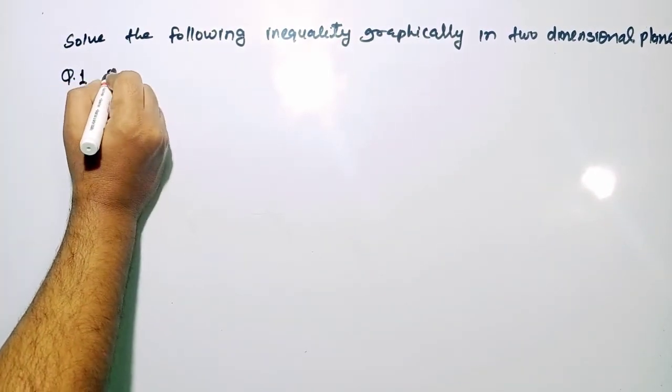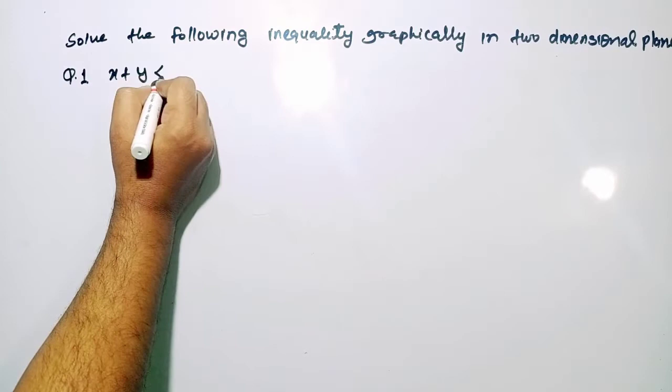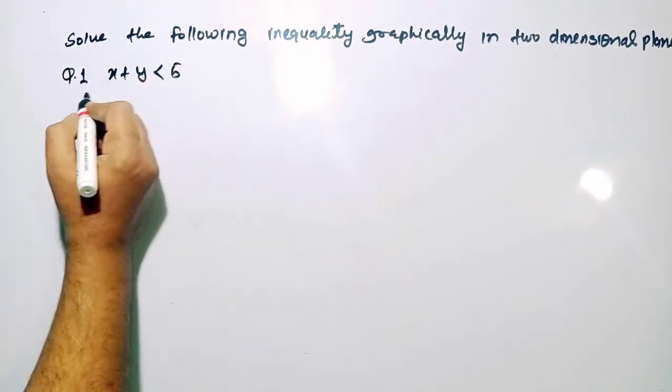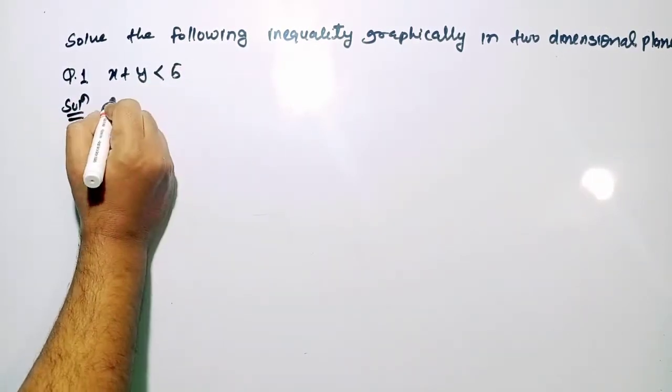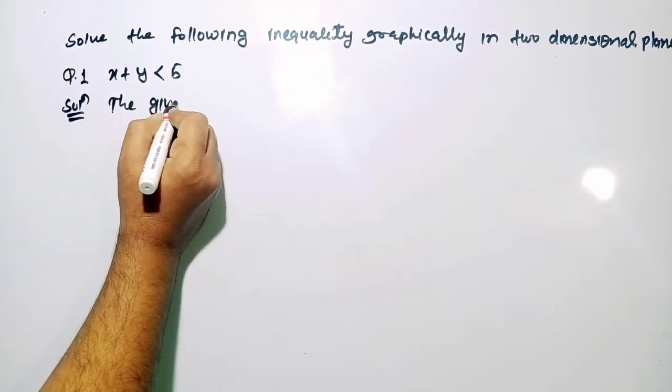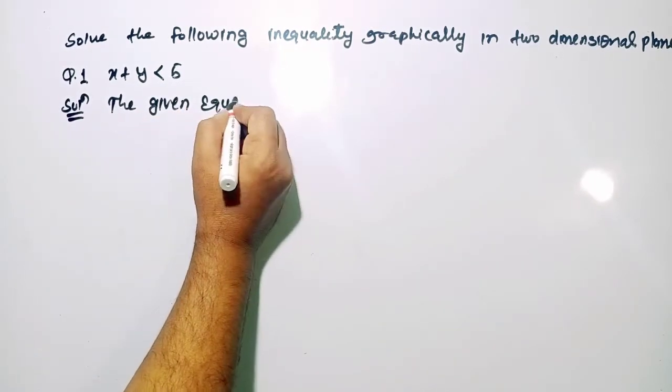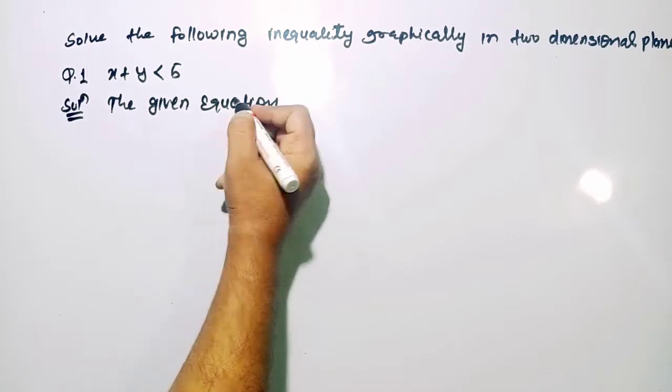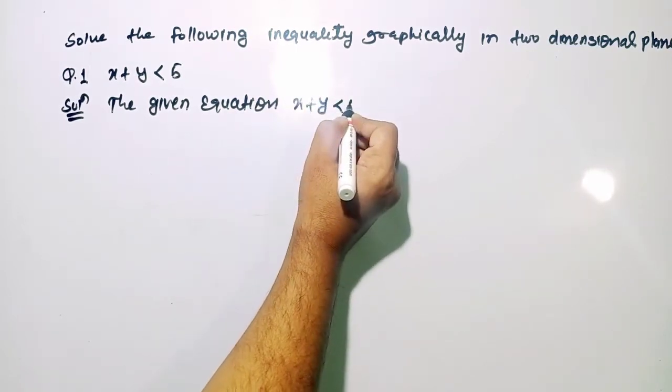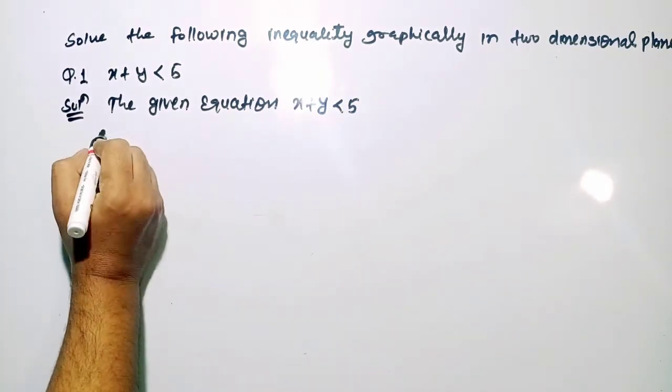Now the first question is x plus y less than 5. So students, is it clear? This is a strict inequality. Here it is given that x plus y less than 5, right?